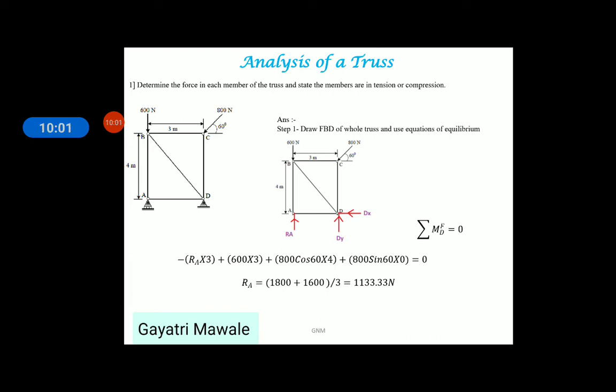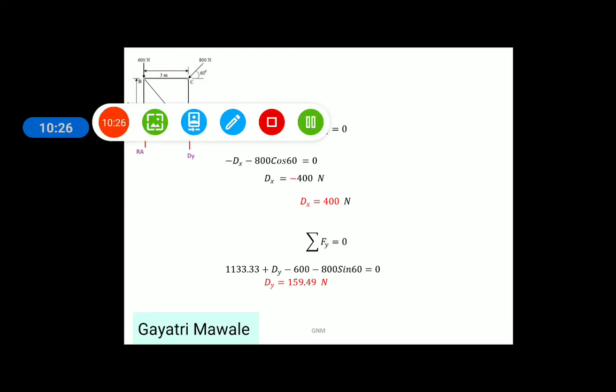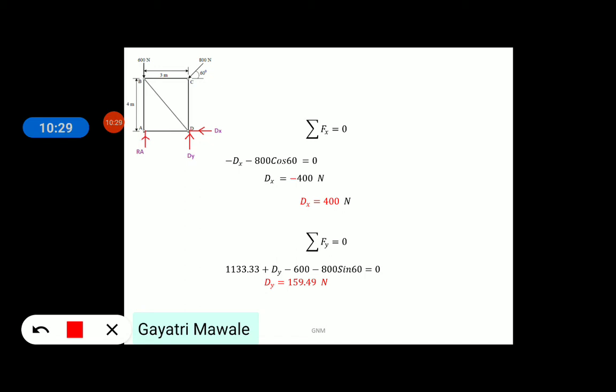Now to find out dy and dx, we have to use summation Fx equals 0 for the same FBD. For summation Fx, dx I have assumed in the minus direction, that is towards left. So minus dx, further minus 800 cos 60 equals 0. Only two horizontal forces are there in this FBD. So I come to know that dx is 400 Newton. I got a negative answer. It means whatever direction of dx I have assumed, it is wrong, and dx must actually be like this.